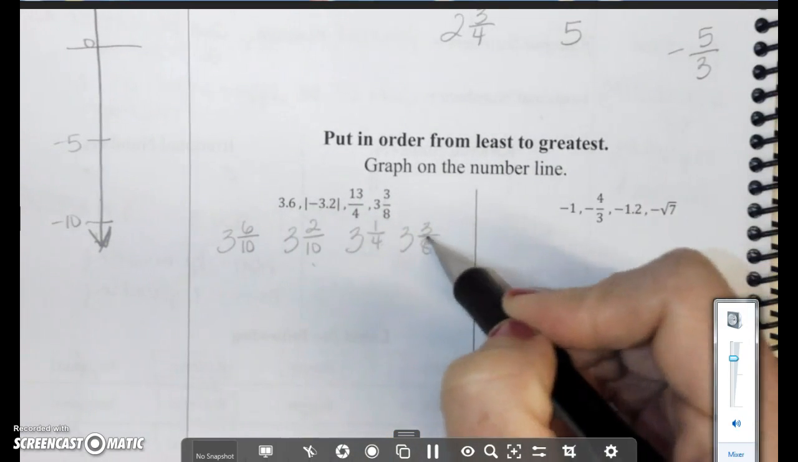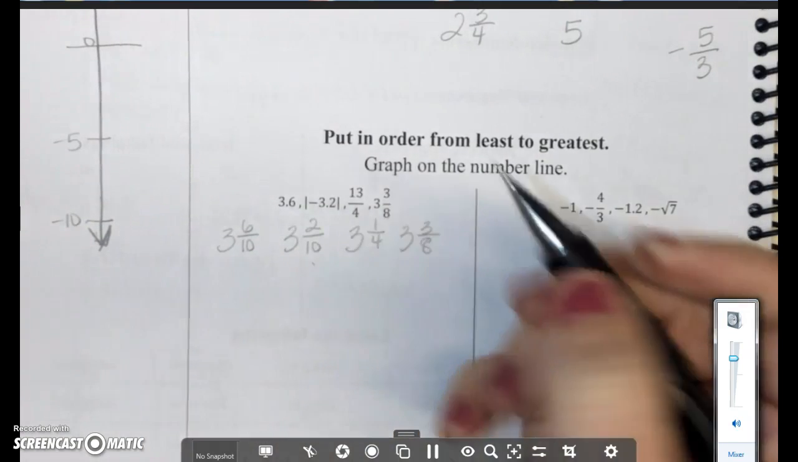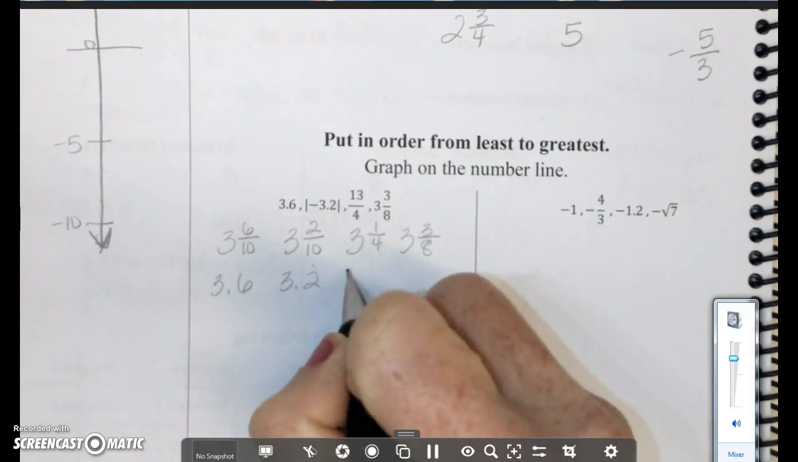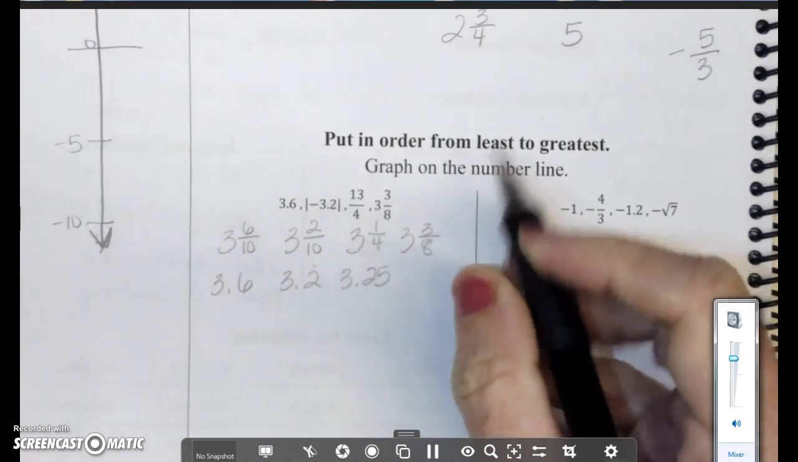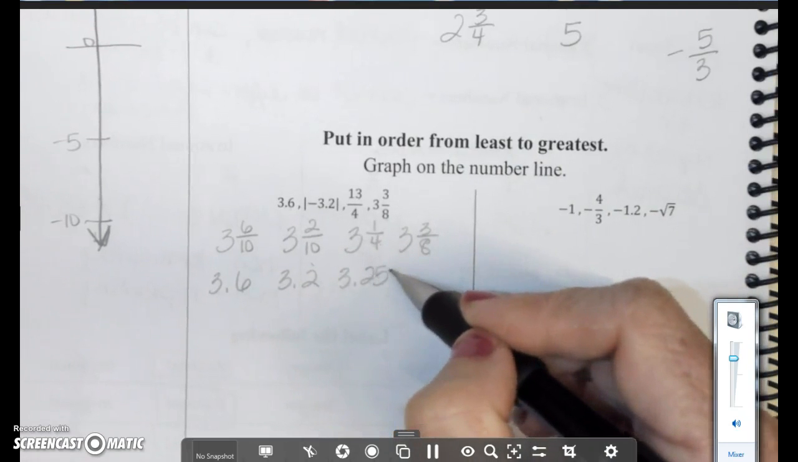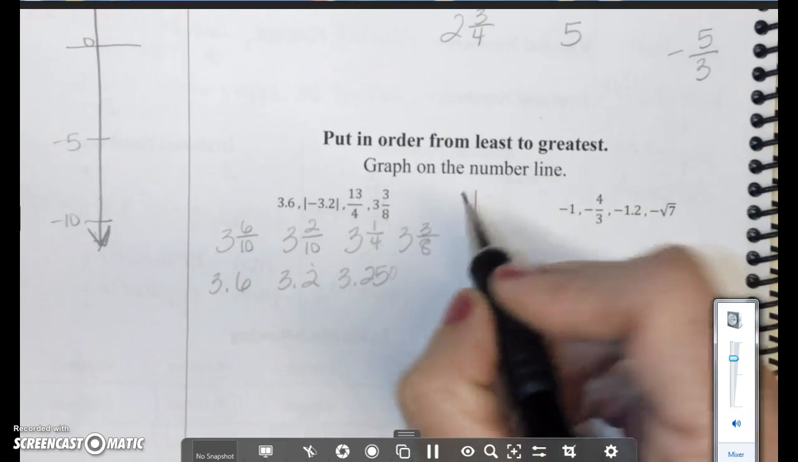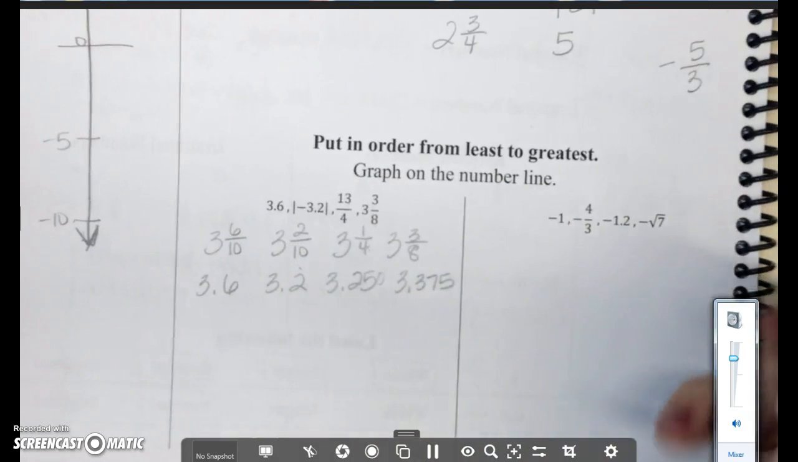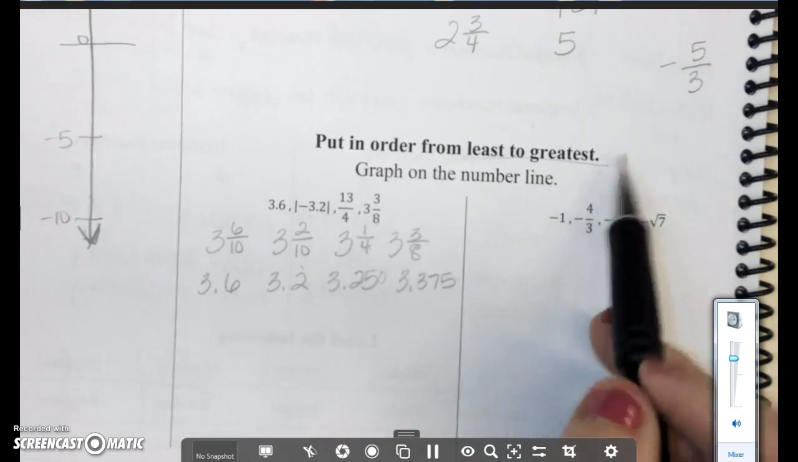Okay, so think about what we've got here. If you want to convert it into decimals, that's fine. So this one you would have 3.6, 3.2. We know a quarter is 3.25. Half of a quarter, so half of 250, would be 125, and you have 3 of those, so that'd be 3.375. So now you just need to put them in order from least to greatest.